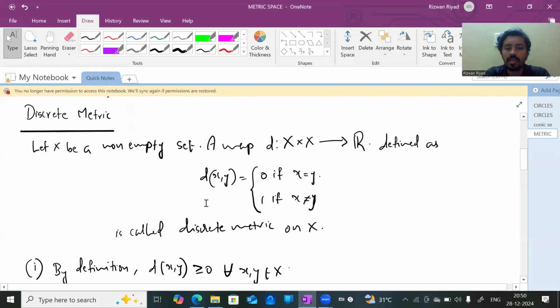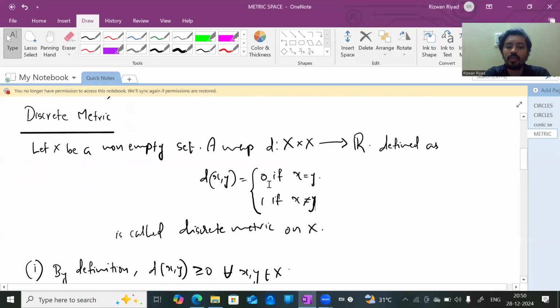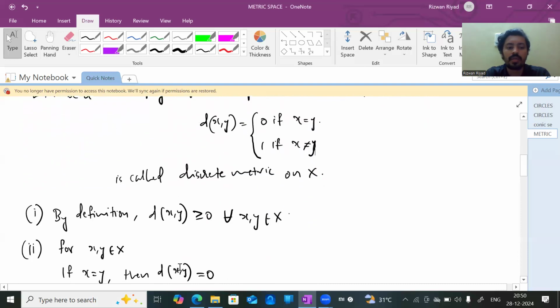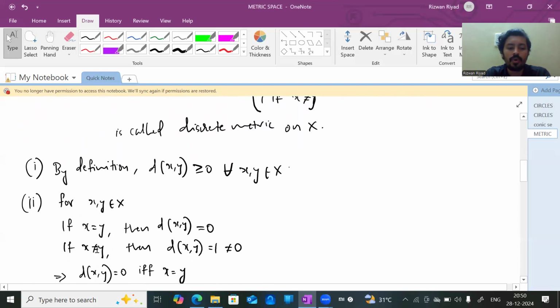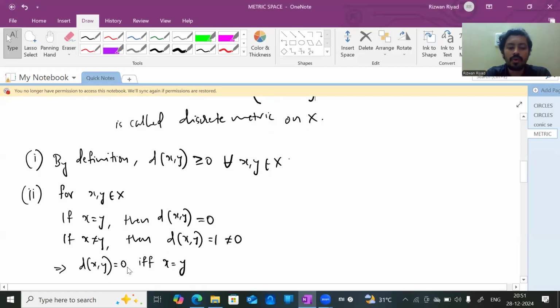Same definition you can see here. If x equal to y, then d of xy is 0. Okay. See here, what will happen if x is not equal to y? If x is not equal to y, then d of xy equal to 1. That is not equal to 0. That means if x equal to y, then definitely d of xy equal to 0. If x is not equal to y, then according to the definition, d of xy is 1, not equal to 0. Okay, so d of xy is 0 if and only if x equal to y.